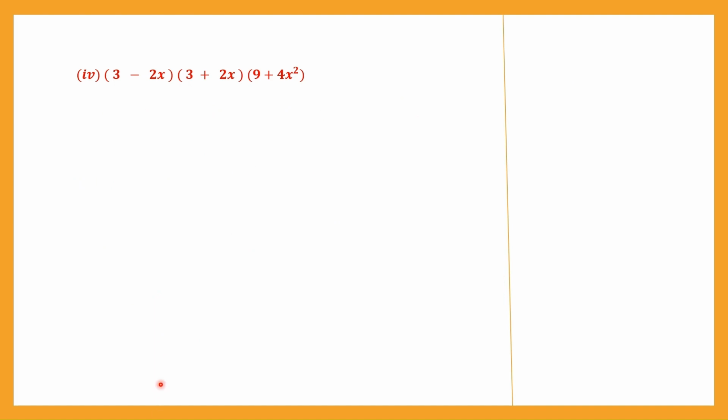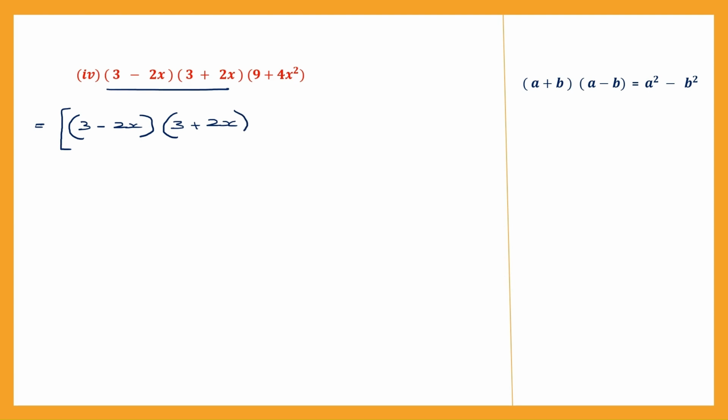Question 4. So here we have 3 minus 2x into 3 plus 2x into 9 plus 4x squared. So for these two we can use the formula here. So these are what we are going to write down first. So this is equal to 3 minus 2x into 3 plus 2x into the third binomial, that is 9 plus 4x squared.